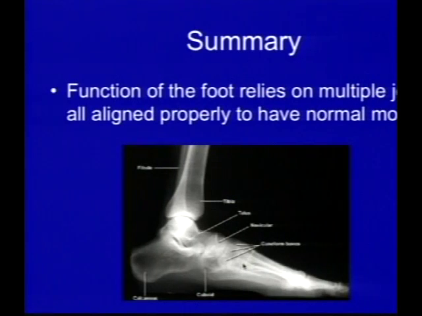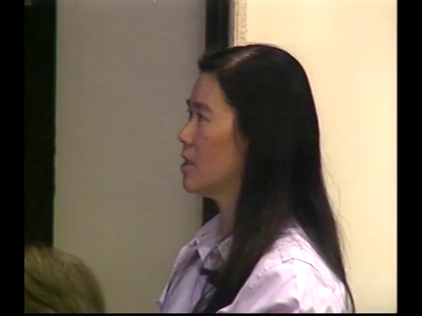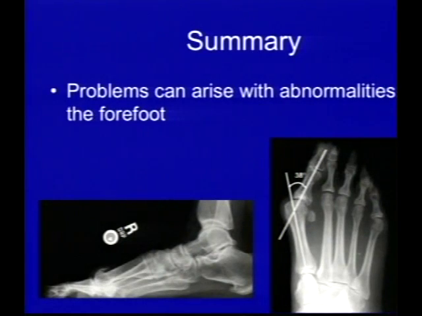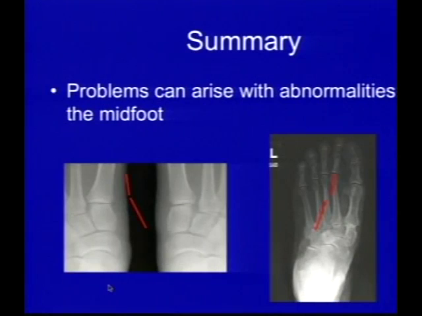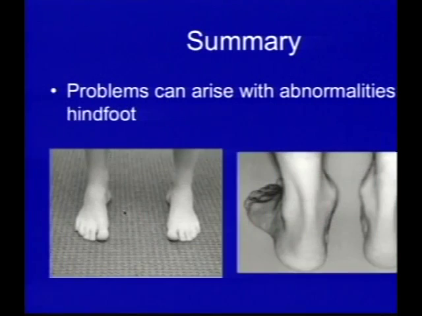So kind of going back, the function of the foot relies on a lot of different joints, all having to be properly aligned to have normal motion of the foot, okay? So problems can arise with abnormalities in the front part of the foot, be it a bunion or arthritis in the big toe, okay? They can also arise with problems in the midfoot, okay? And like I said, this is arthritis over here, and that is the subtle difference between the two, okay?